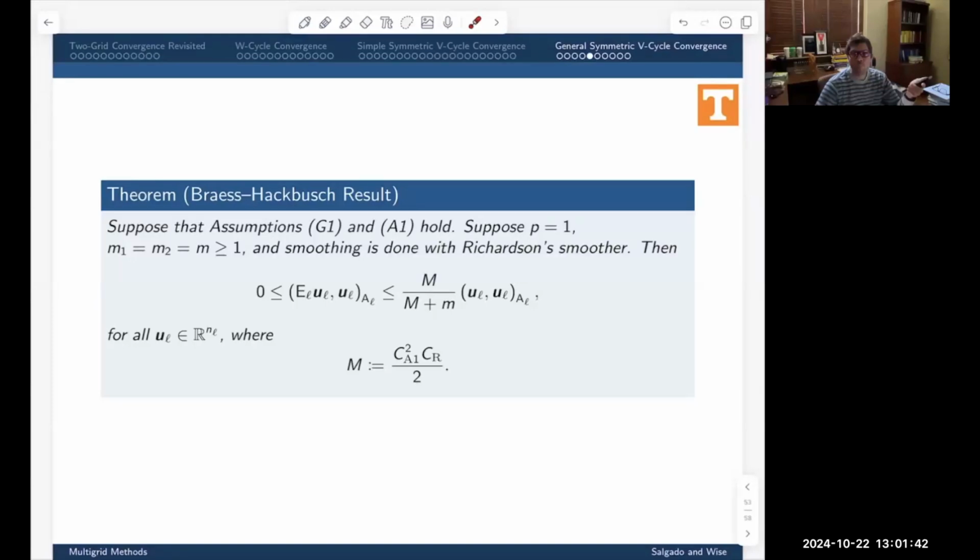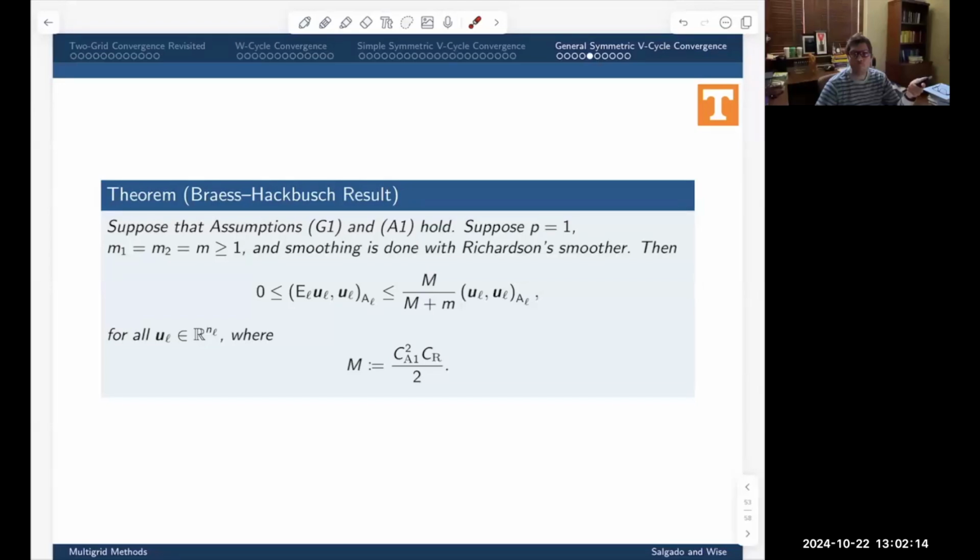V-cycle, of course, means that P is equal to 1, and we're going to symmetrize smoothing so that we do the same number of pre-smoothing steps as we do post-smoothing steps. Now, in the last result, we set m equal to 1, and we proved that we get convergence, which is a remarkable thing. Here we're going to try to show that we get an improved convergence if m is greater than or equal to 1. Or specifically, if m is strictly greater than 1, we get an improved convergence.